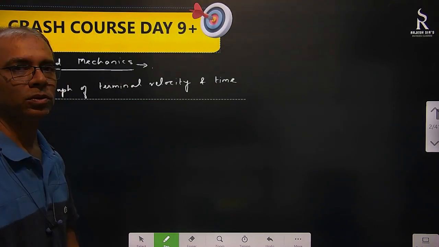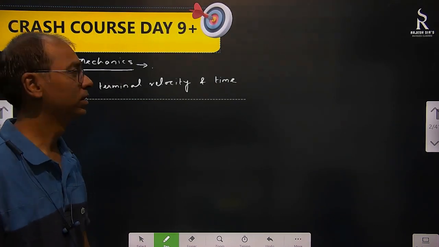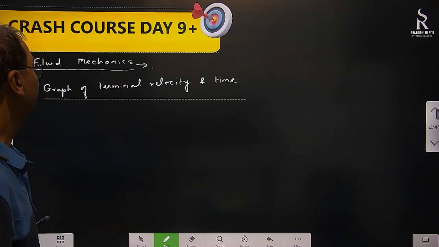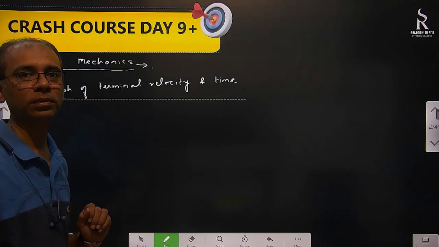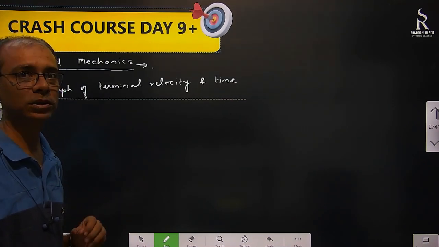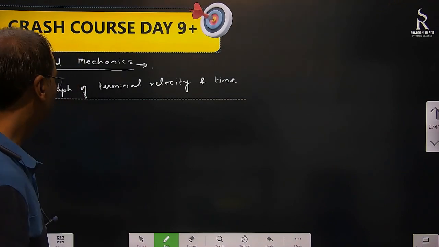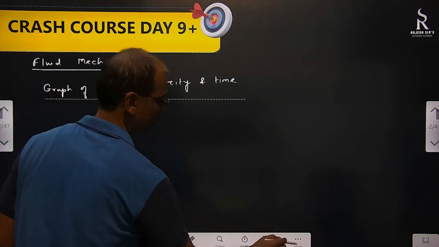Okay. So what we have to do, where we stopped yesterday? We stopped at the graph of terminal velocity and time. That we had to study. Terminal velocity we discussed yesterday. Okay. So how is the graph? Let's see. Start from here.